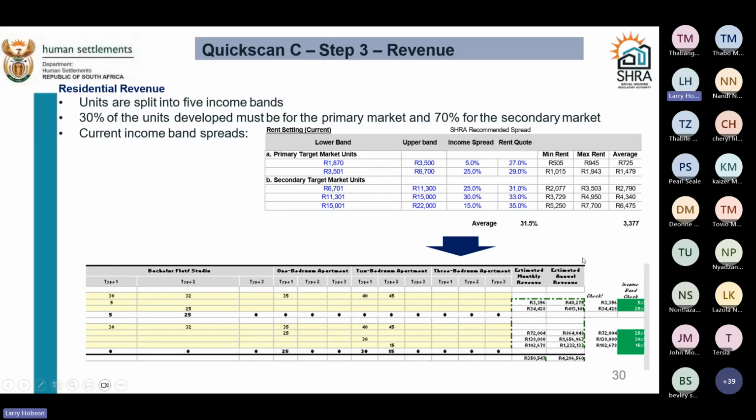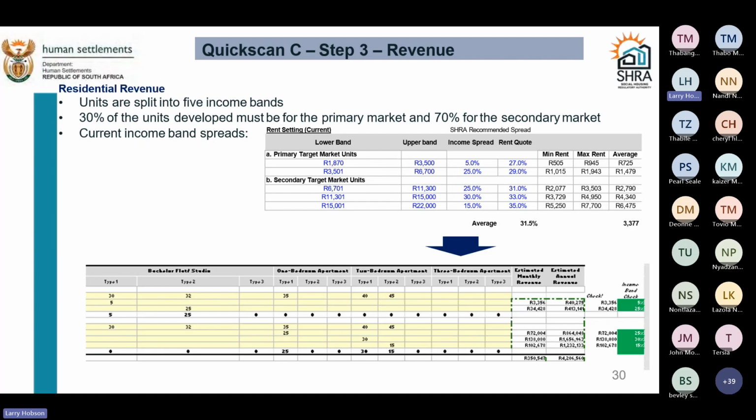This indicator shows your ratio of primary units to secondary units. If that's less than 30%, you'll get a warning. If it's more than 30%, nothing will happen. It'll just sit there.